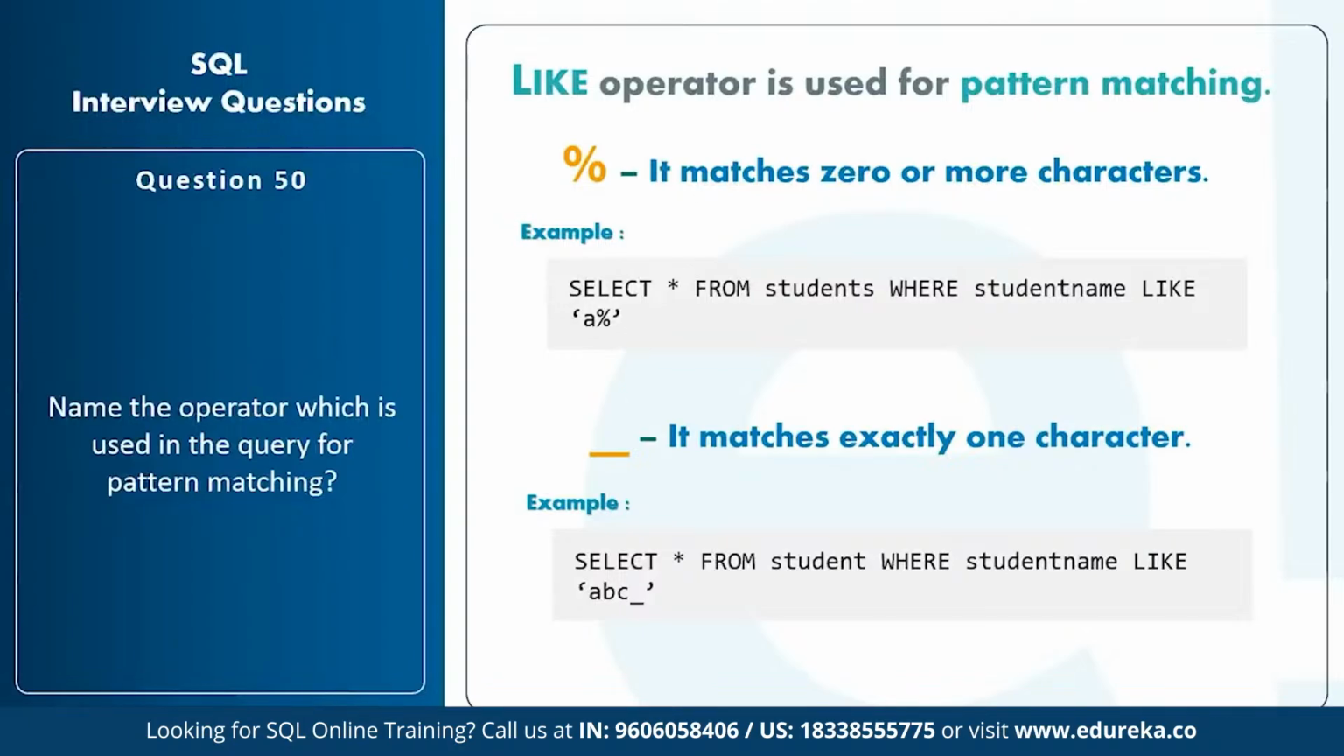Coming to the underscore sign, it matches exactly one character. When you use the underscore sign in a query like select star from student where student name like 'ABC_', all those records whose student name matches the pattern ABC, with any single character after that, will be taken into account. So guys, that's how you can use the LIKE operator for pattern matching. You can use either the percentage sign or the underscore sign with it.